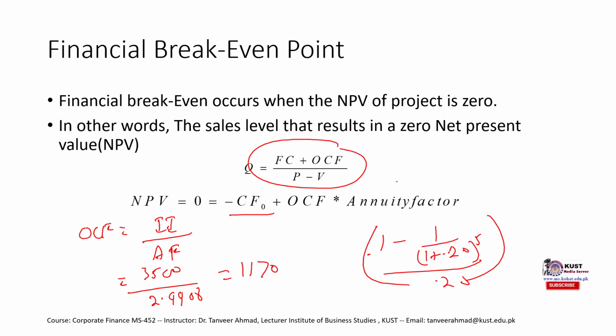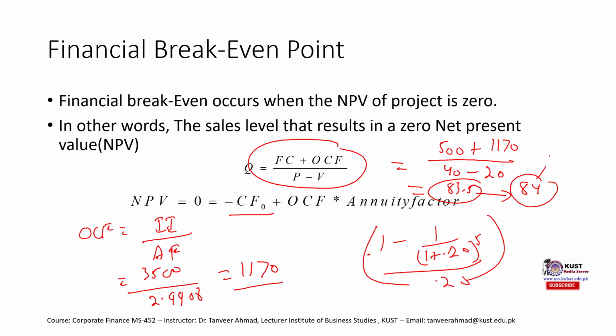If we solve for this, we get an OCF of 1170. So if we plug these values in this equation, we know that fixed cost was 500, OCF is 1170, we just calculated that, 40 is the price and 20 is the variable cost. The answer would be 83.5. So what this 83.5 means, let's just say 84, is that the company needs to sell 84 units to have a financial break-even, to have an NPV of 0.